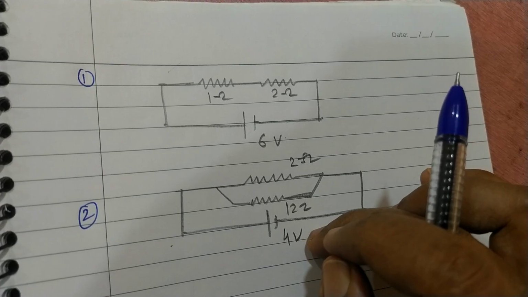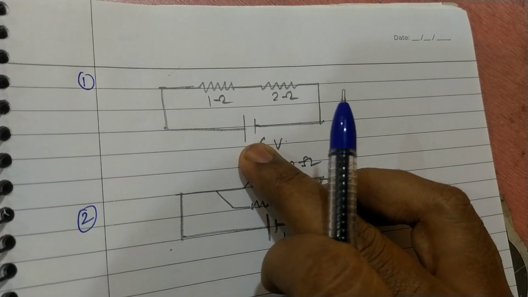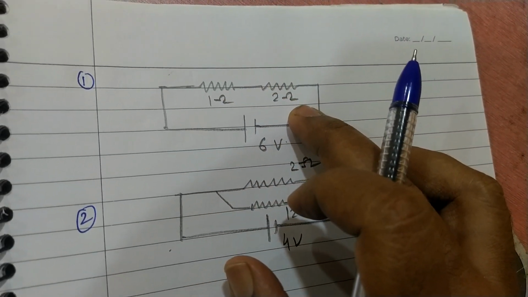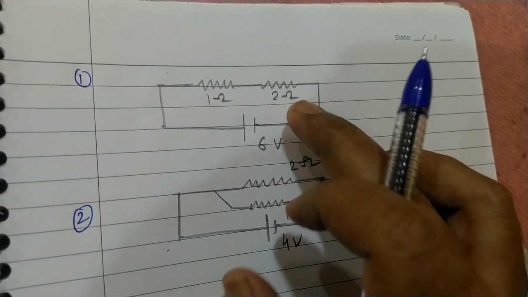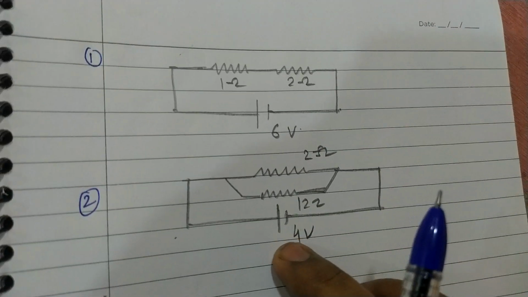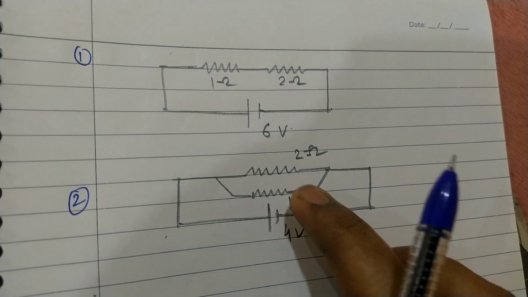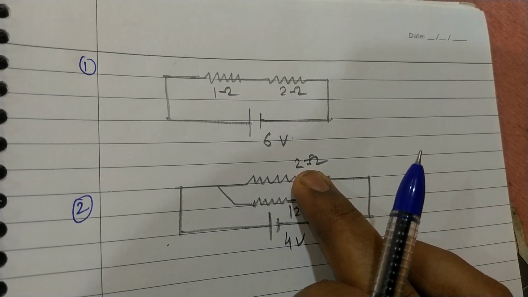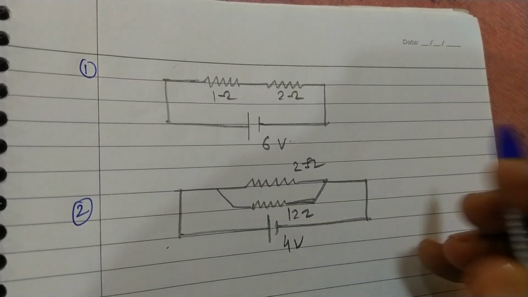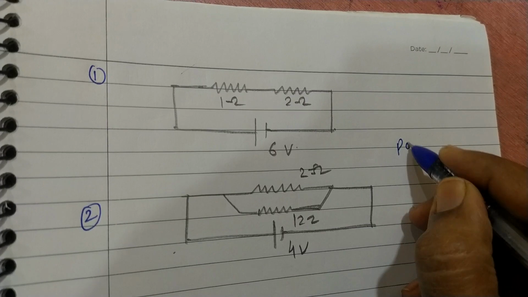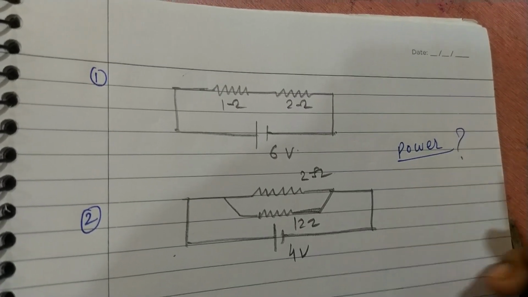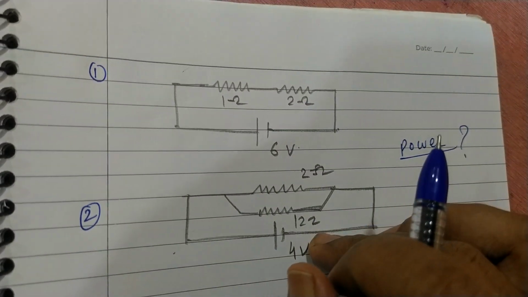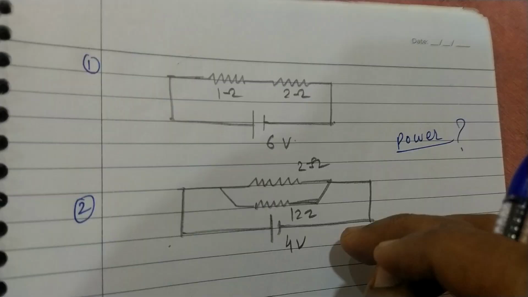What is the first circuit? A 6 volt battery is in series with 1 ohm and 2 ohm resistors. Okay, this is the first condition. And a 4 volt battery is in a parallel combination with 12 ohm and 2 ohm resistors. What we have to do? We have to compare the power. First we will calculate the power in both the cases, right? And then we will compare.